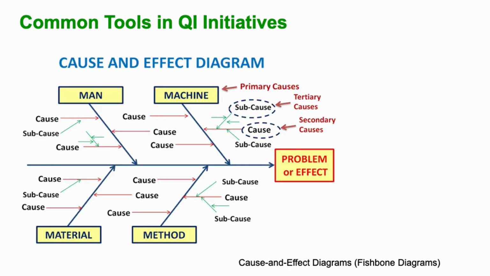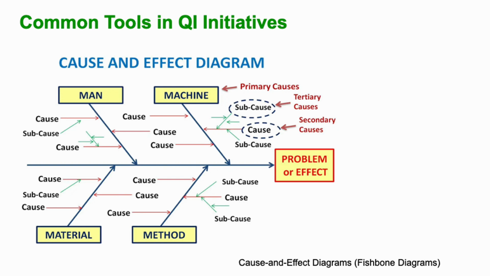Let's go to common QI tools in QI initiatives. The first one will start with what we call the cause and effect diagram, or the fishbone diagram, and sometimes it's known as the Ishikawa diagram. It is a powerful visual tool used to identify and analyze root causes of a problem. And of course, it helps teams to understand all possible factors that might contribute to a specific issue or problem.